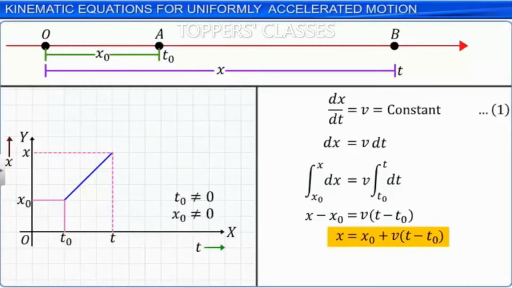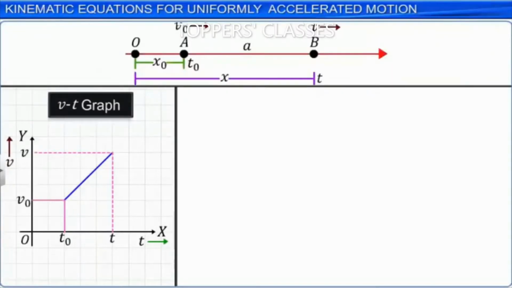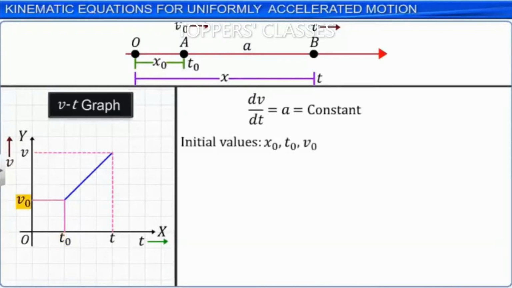Now let's derive equations for uniformly accelerated rectilinear motion. In this type of motion, the acceleration of the particle is a constant, dv by dt is equal to a, which is a constant. The initial values are x naught, t naught and v naught. Similarly, the final values are x, t and v.